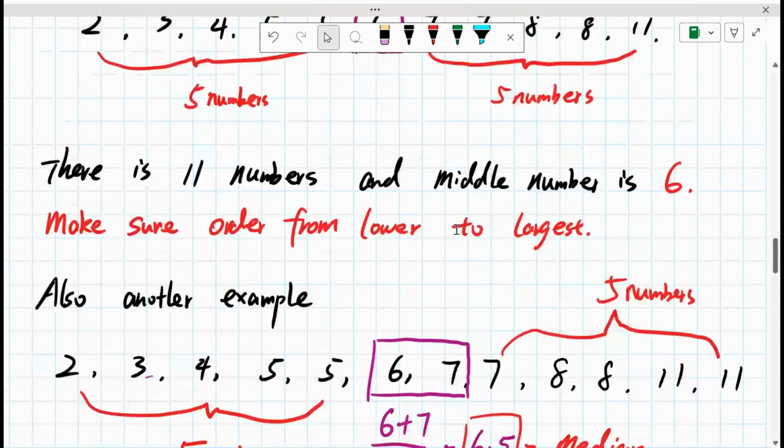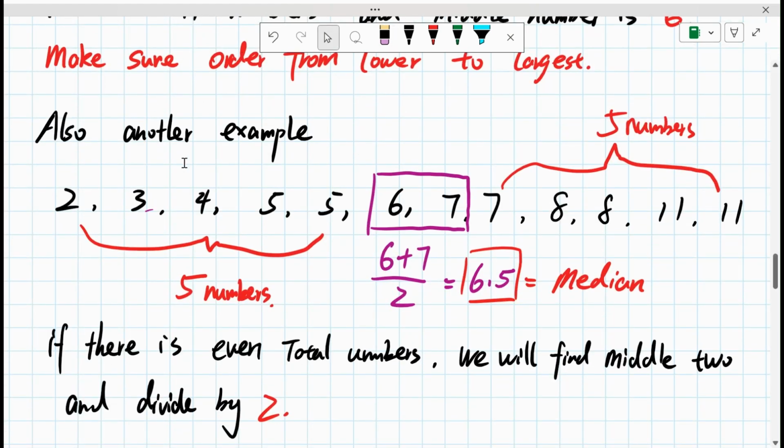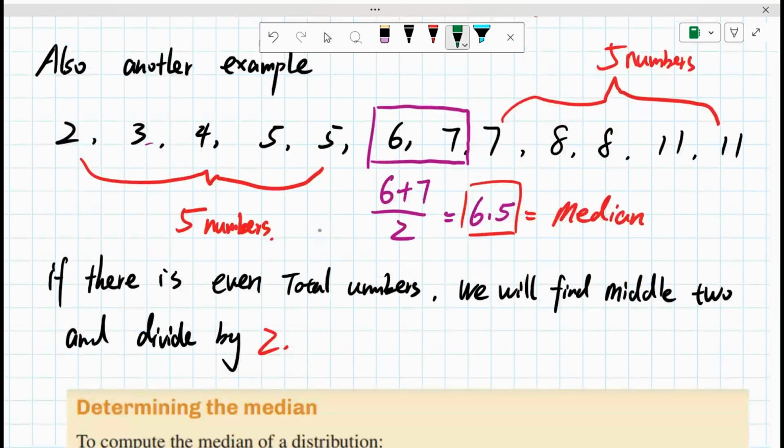All right, and also another example, where we have 12 different numbers. You have to break it down so both sides have the same count, like 5 on the left and 5 on the right. And for the middle, we have two different numbers. You have to add them together and divide by 2, and that's your median. So for an even total of numbers, we find the middle 2 and divide by 2.